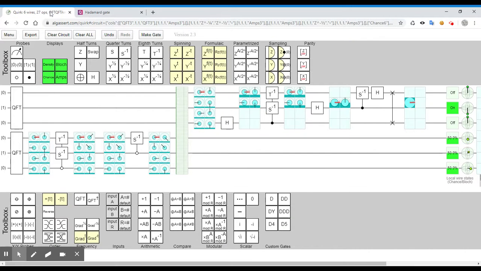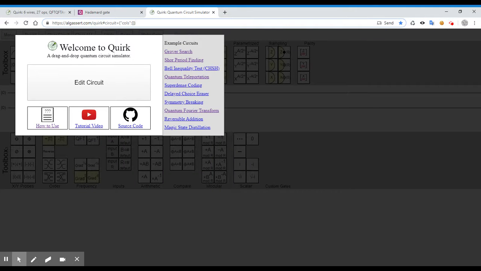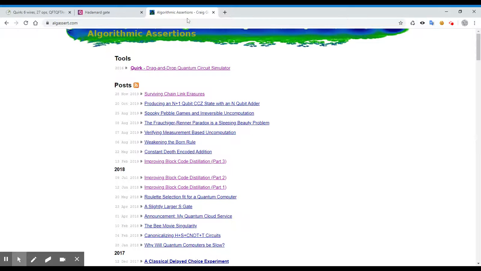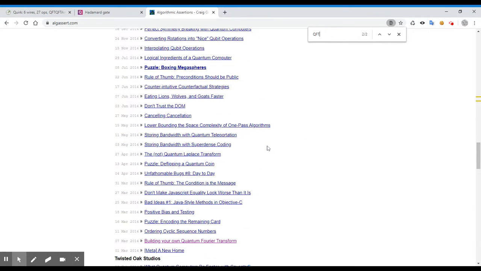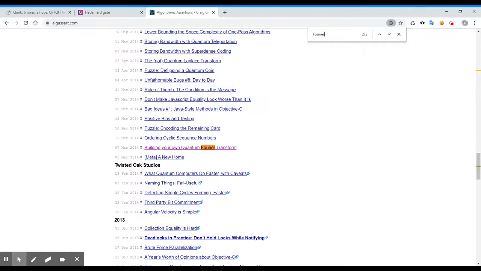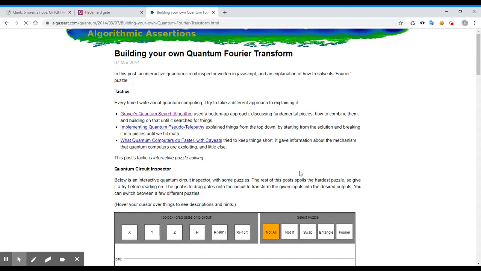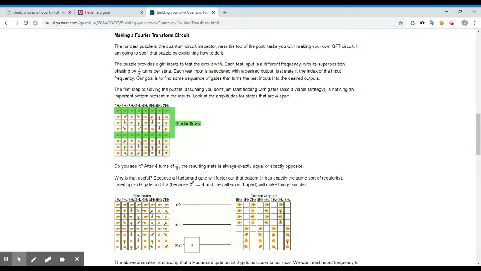But now I'm trying something else, an idea that came from taking a look at building your own quantum Fourier transform. There was one sentence in here. I haven't read this through at all, but I saw this animation, which is really nice.